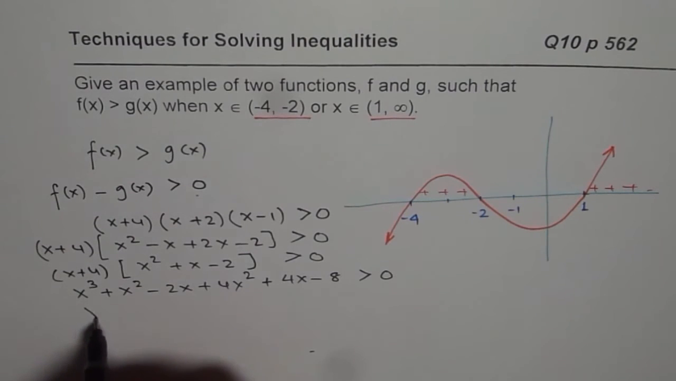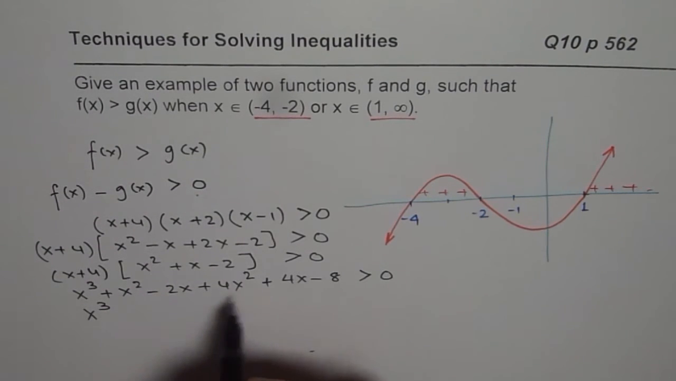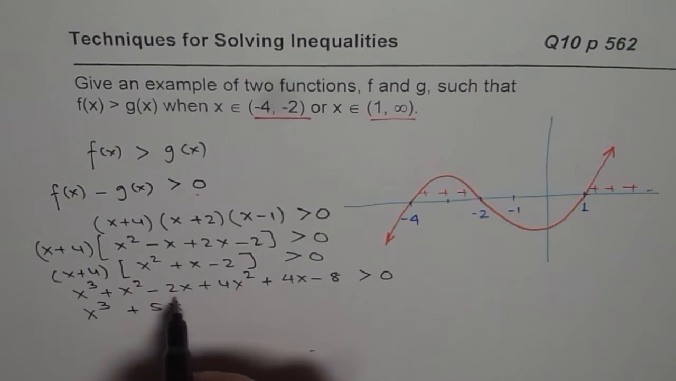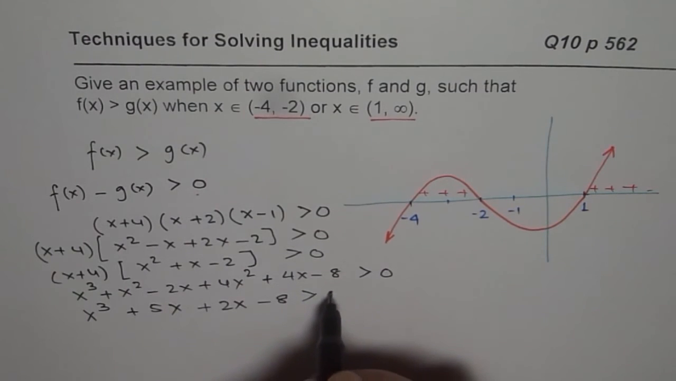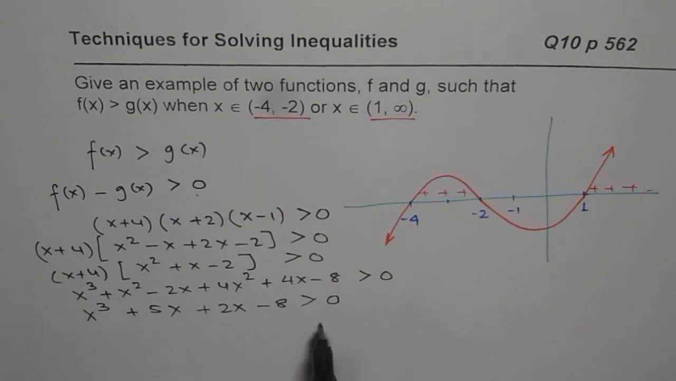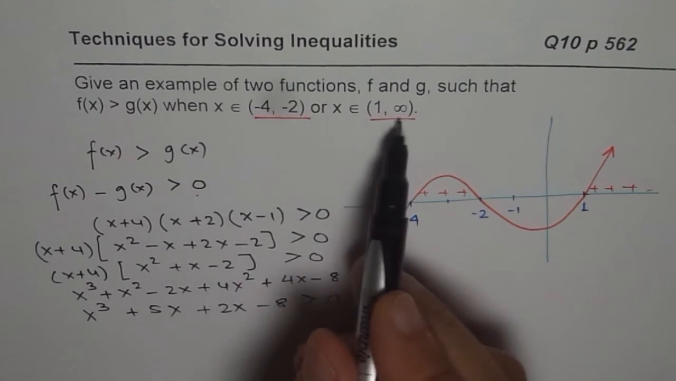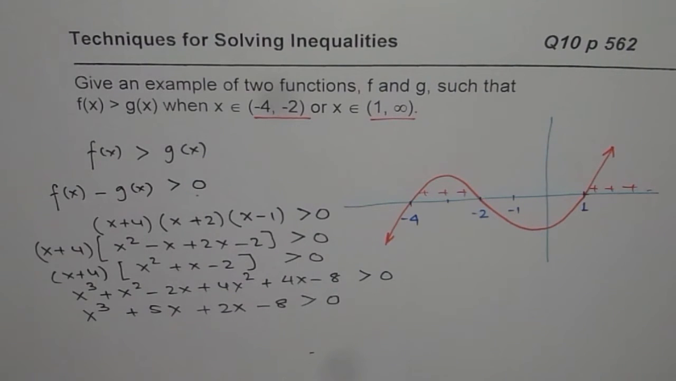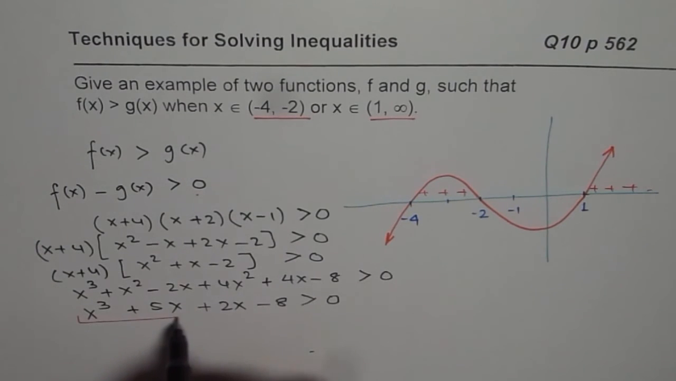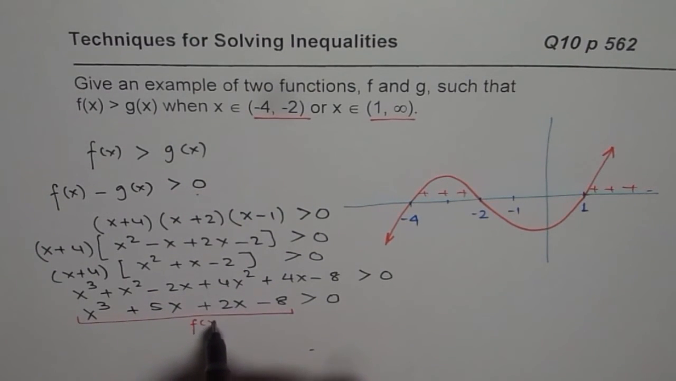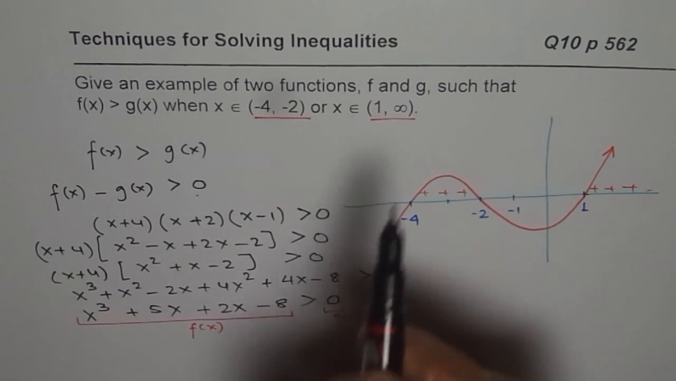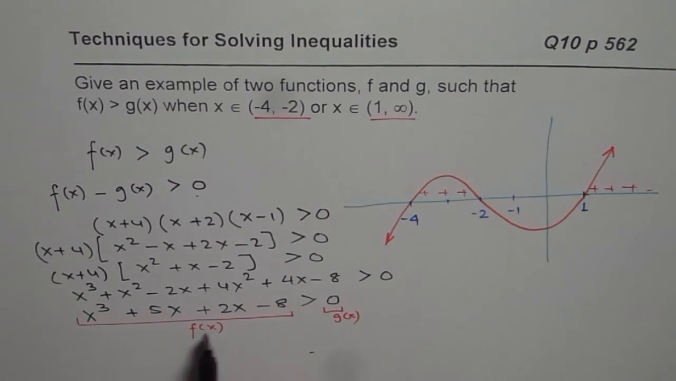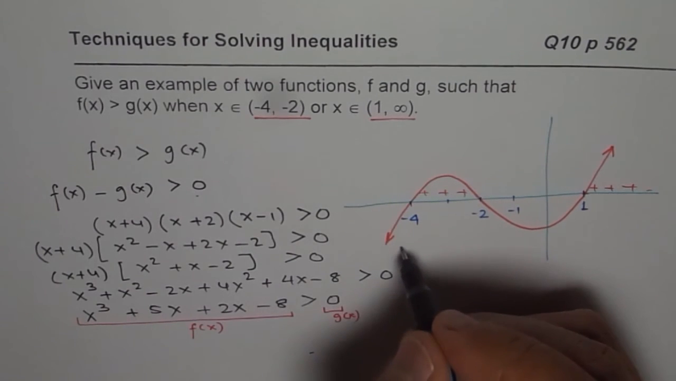Combine the like terms. We get x cubed plus 5x squared plus 2x minus 8 greater than 0. So we get this function which is greater than 0. That satisfies our condition. Now we could treat everything as f of x and this as g of x. So that could be one combination. It says write two functions, so I could say f of x is all this and g of x is this. Well, that is one way of writing it.